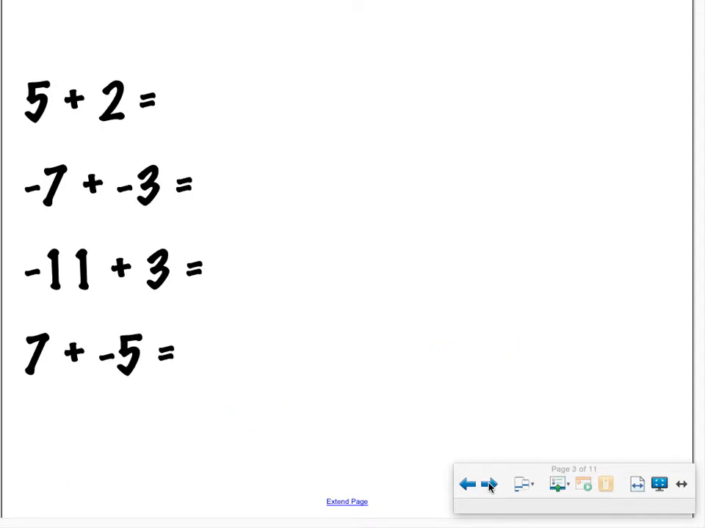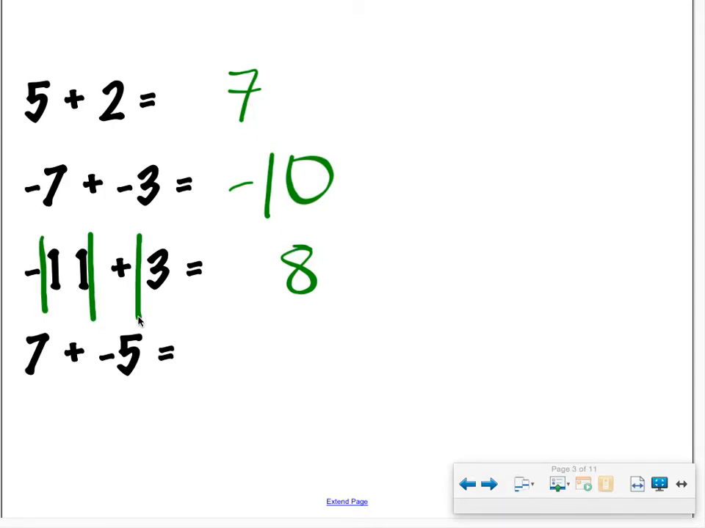All right, so some examples. 5 plus 2, same sign, so we add them, keep the positive sign. Negative 7 plus negative 3, same sign, so we add them, keep the negative sign. Negative 11 plus 3, different signs. So we find the difference, which is 8. This has a larger value than this, so negative.